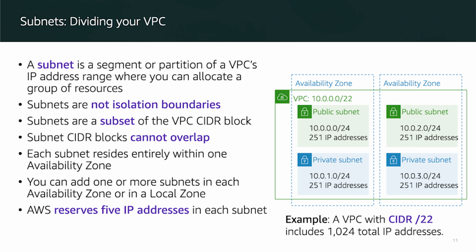AWS reserves the first 4 IP addresses and the last IP address in each subnet CIDR block. So for example, in a subnet with a CIDR block 10.0.0.0/24, AWS reserves 5 IP addresses. The first one is 10.0.0.0, which is the network address, and we know this from classical networking: in a local area network, we always need to reserve the broadcast address, which is 10.0.0.255, and the network address, which is 10.0.0.0.